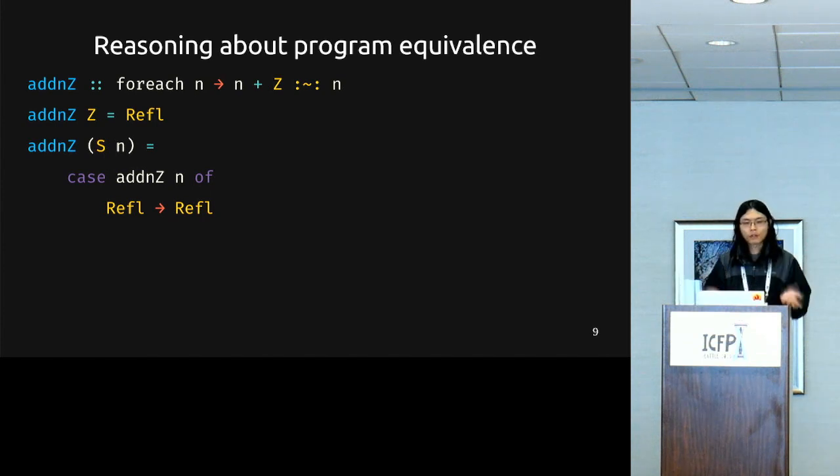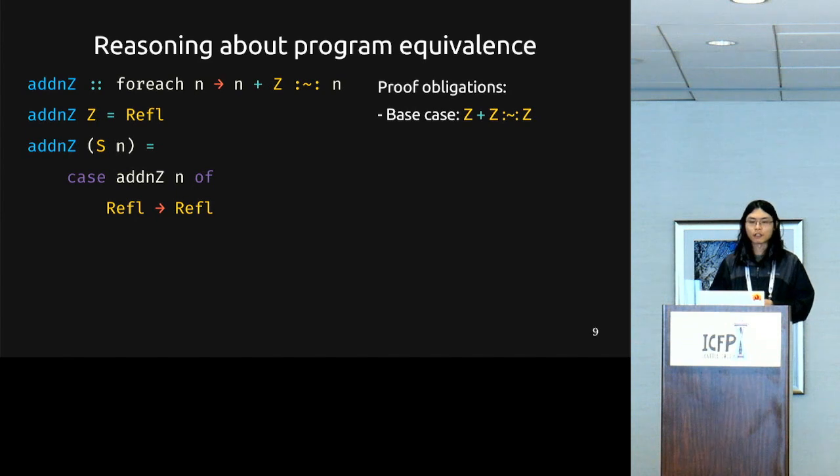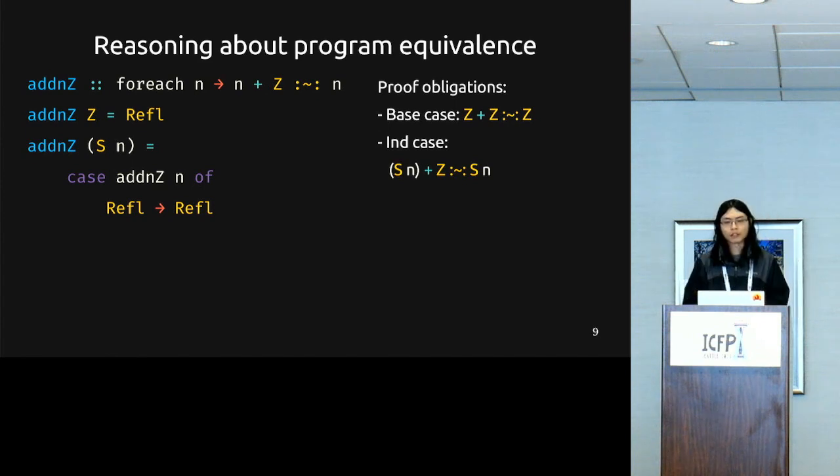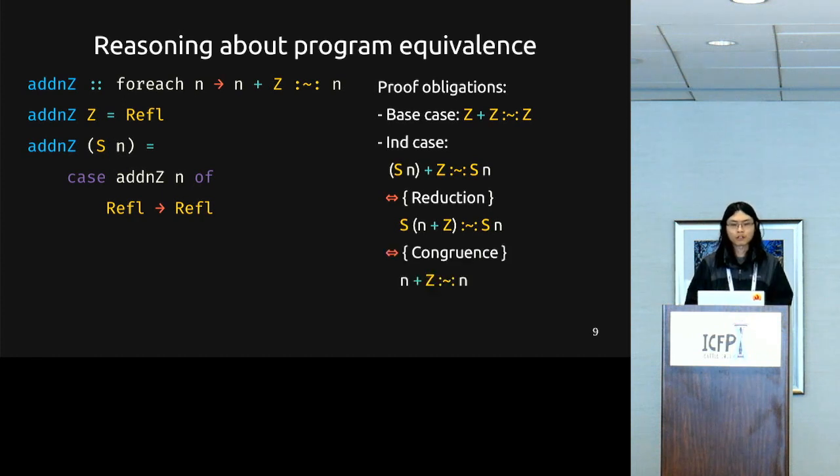To show you how this recursive function corresponds to an inductive mathematical proof, I listed the proof obligations on the right. In the base case, we need to show 0 plus 0 is equal to 0, which is a trivial reflexivity proof. In the inductive case, we start off with our initial goal. We do a few steps of reasoning through reduction and congruence, and we end up with the goal that n plus 0 is equal to n. And that is exactly our inductive hypothesis. And this corresponds, in the function, to a recursive call @nz of n.